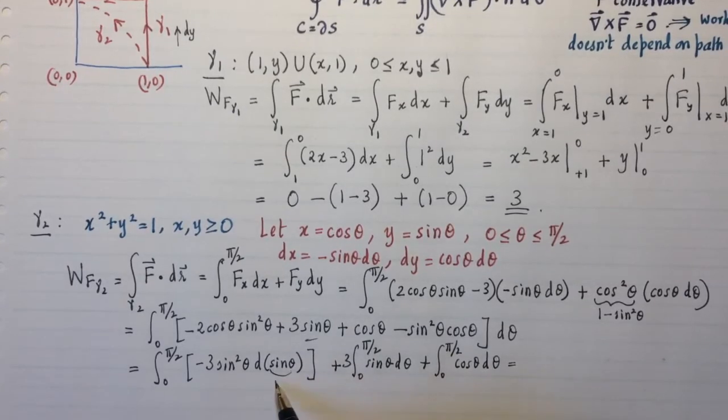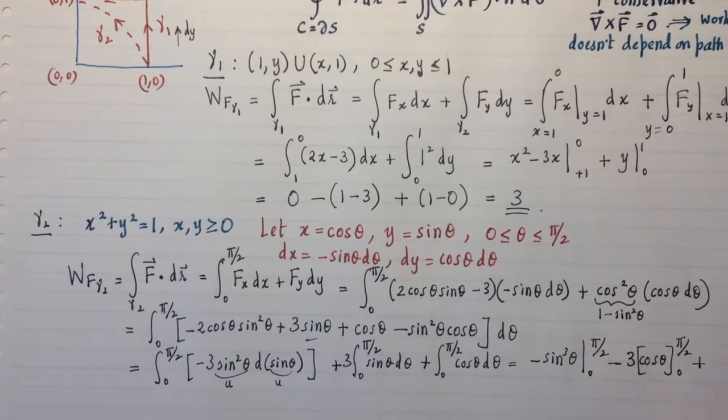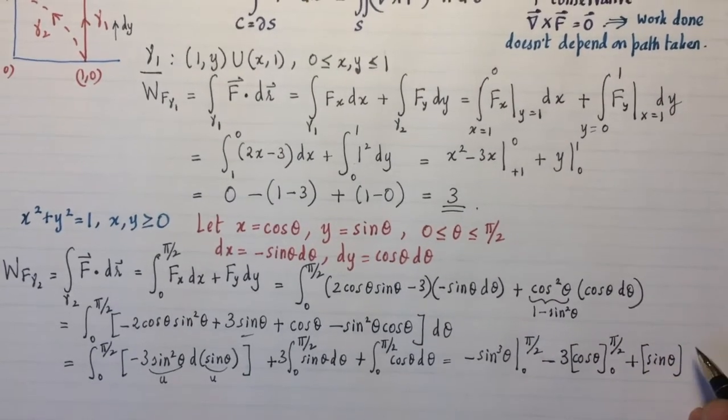So the u substitution I have is sine theta equals u, and that's going to give me 3u squared du. The integral of 3u squared du is just u cubed, and u is sine theta, so that's just sine cubed theta from 0 to pi by 2. Well, these integrals can be done by sight. The integral of sine theta is just negative cosine theta, so that's negative 3 cosine theta from 0 to pi by 2, and the integral of cosine theta is just sine theta, so that's sine theta from 0 to pi by 2.